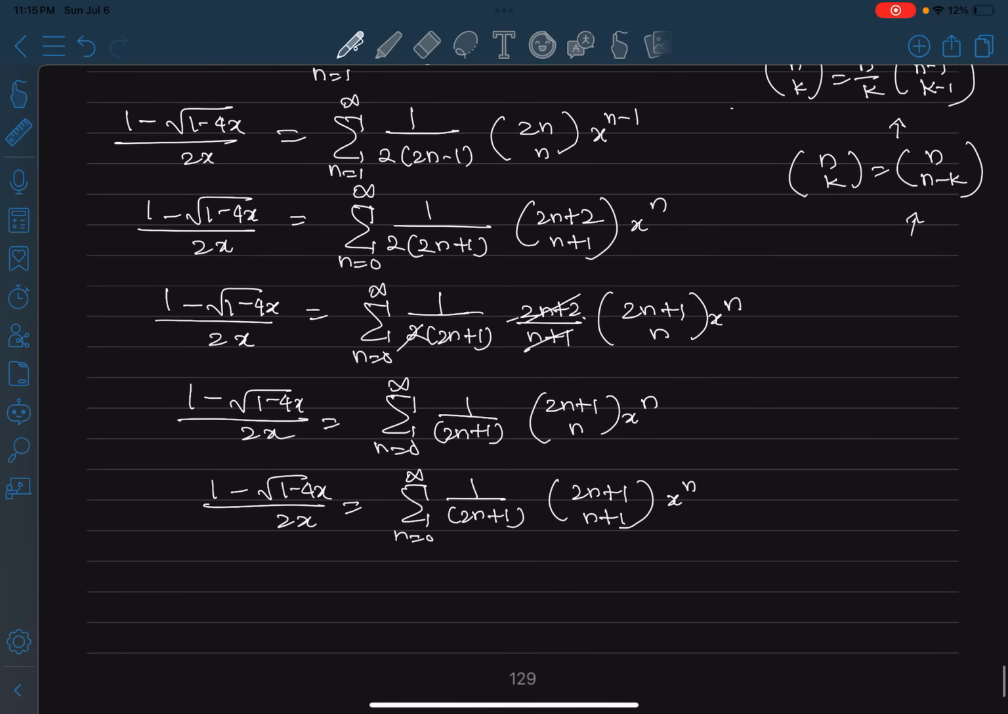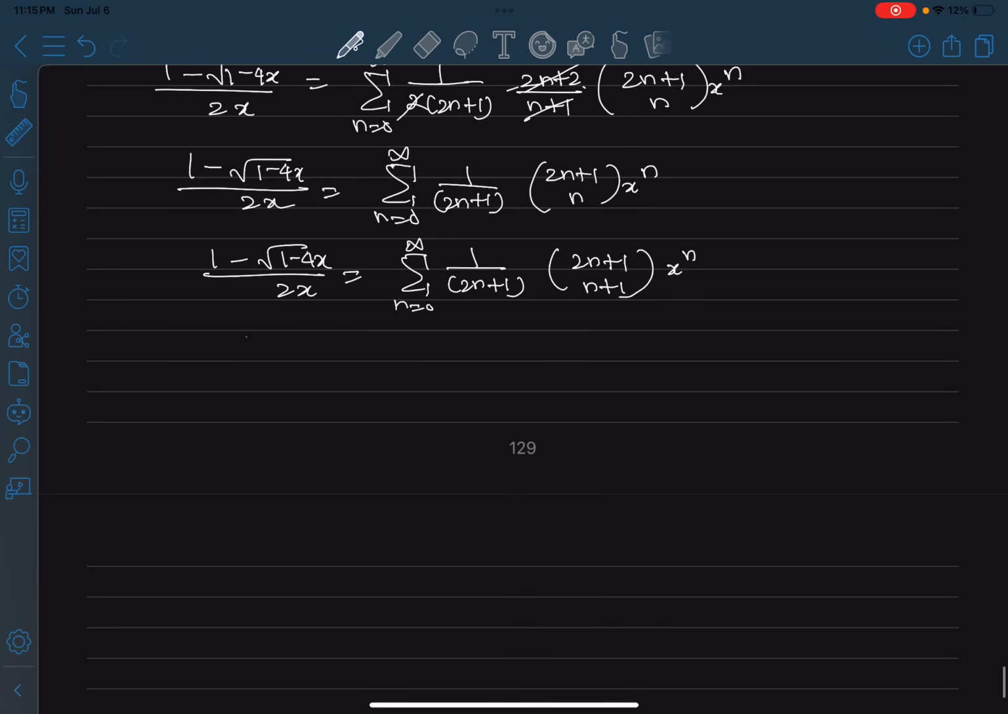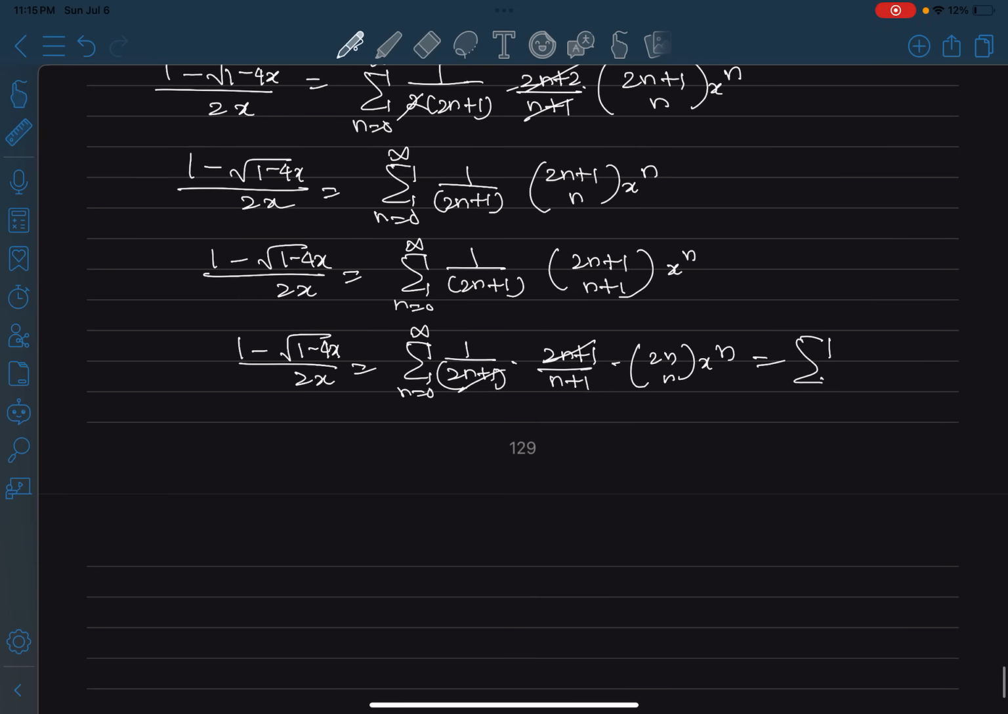And so now if I use this property again, I will have 1 minus square root of 1 minus 4x by 2x equals the sum from n equals 0 to infinity of 1 by 2n plus 1, and then 2n plus 1 by n plus 1, and then 2n choose n x to the power n. Right, now this cancels out. This is nicely the sum from n equals 0 to infinity of 1 by n plus 1, 2n choose n x to the power n.